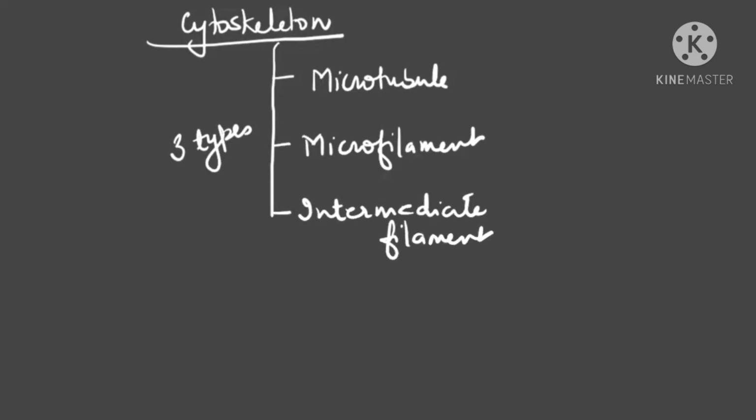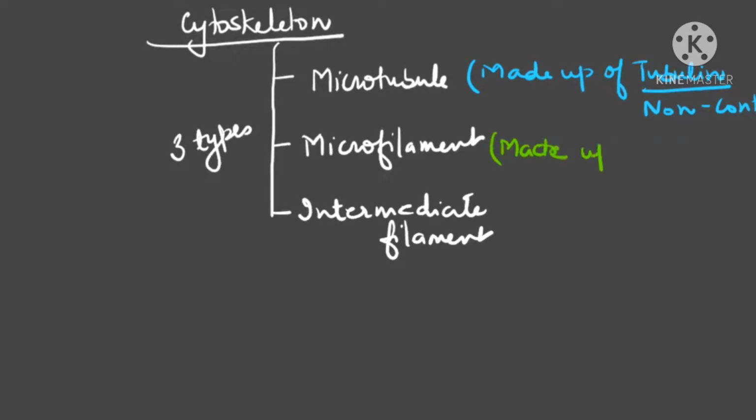Microtubule is made up of tubulin protein, and this tubulin protein is a non-contractile protein. Clear, beta? Now, microfilaments are made up of actin protein. And you know very well, actin protein is a contractile protein.